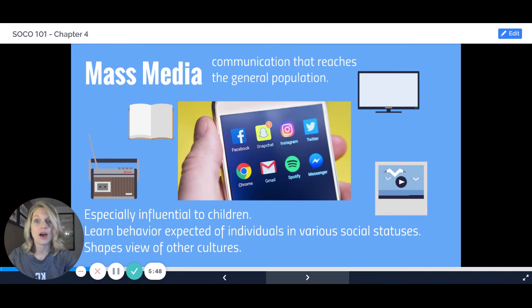So I want to state number one, early in life, that is the most important time when it comes to socialization. And your family, number one, is around you the most whenever you're a child. So family is the primary socializer.